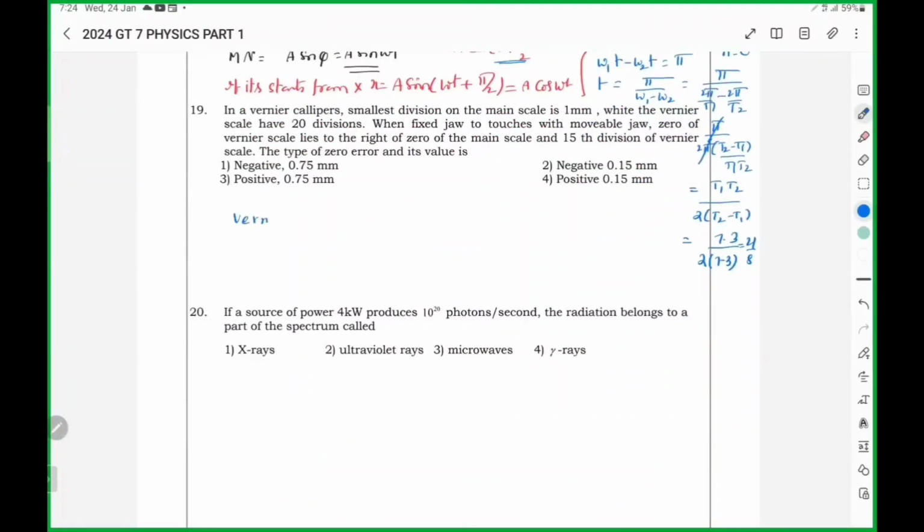So here, if the vernier scale is to the right of the main scale, then it is positive error. So how they design the vernier scale: as usual, one unit of the main scale they divide into 10 divisions, but the vernier scale here he defined as 20 divisions for one unit.